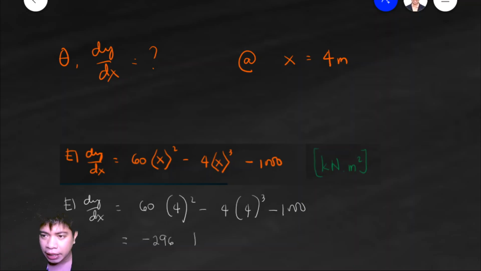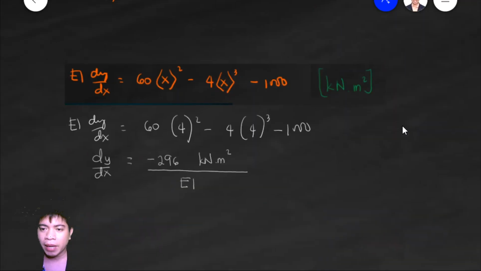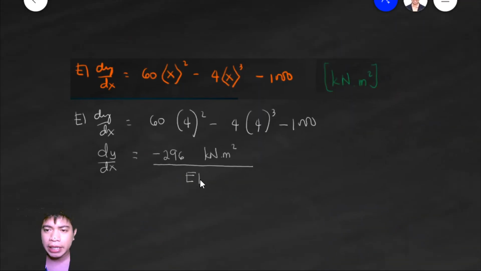This is in kilonewton square meter. Okay, so take note, ang kailangan natin is dy over dx. So, bale magiging negative 296 kilonewton square meter divided by EI. So, ang kailangan lamang natin guys dito is i-compute muna si EI. And then i-substitute dito, then makukuha na natin yung dy over dx, which is yun yung tinatanong sa problem.